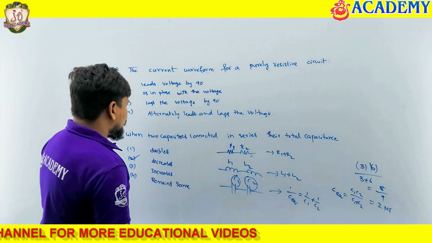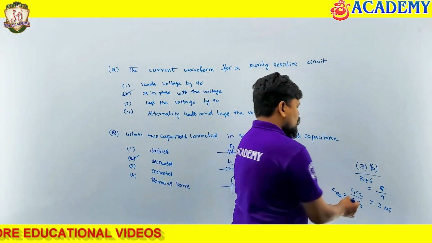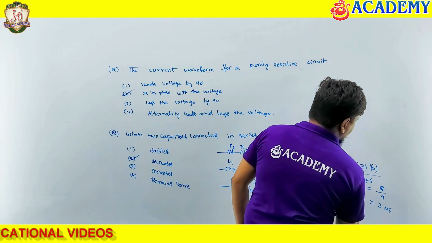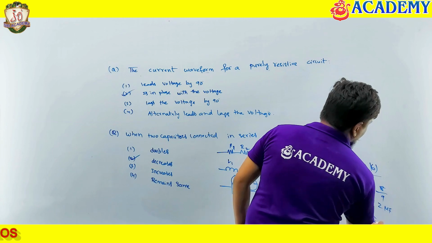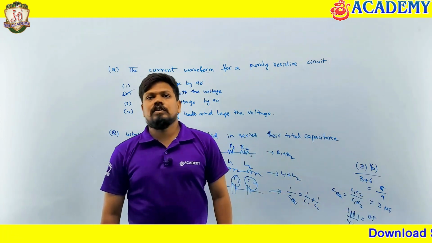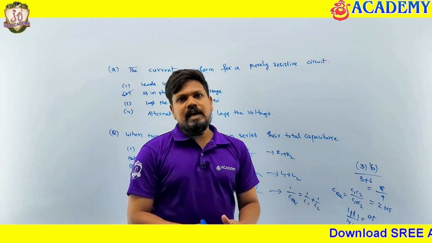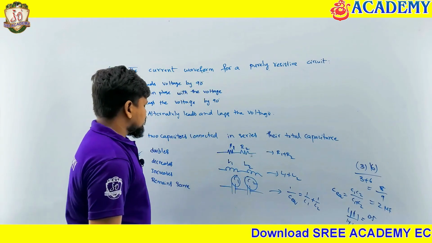Understanding, right? So we have to use this one. As another example, take 1 and 1: 1 into 1 divided by 1 plus 1. What will you get? 1 divided by 2, 0.5 you will get. Less than 1 it is. So 0.5 means less than 1. So always you will get a value less than the individual values. So the answer for this question is decreases.